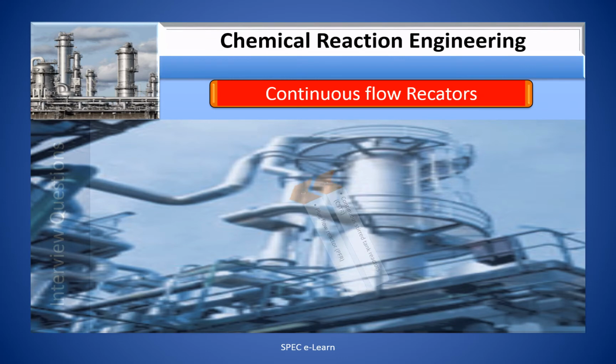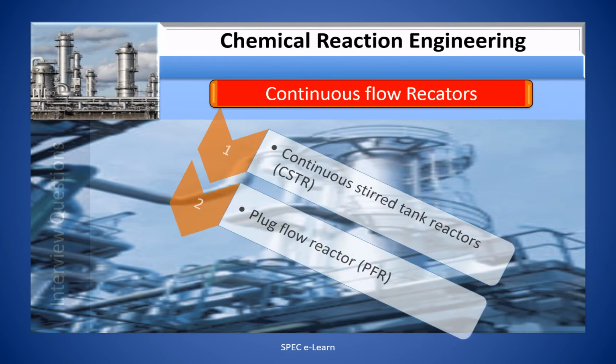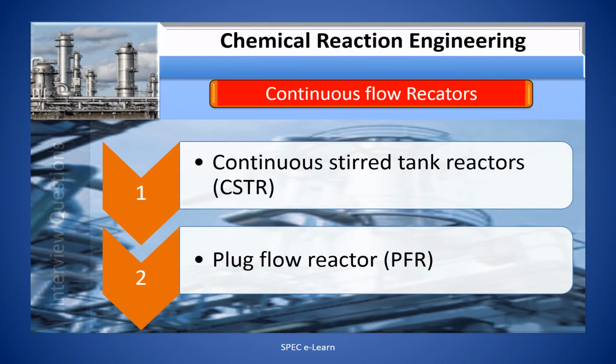Continuous flow reactors can be categorized into two main types. 1. Continuous stirred tank reactors, CSTR. 2. Plug flow reactor, PFR. The CSTR is also called a back-mix reactor or mixed flow reactor, MFR.